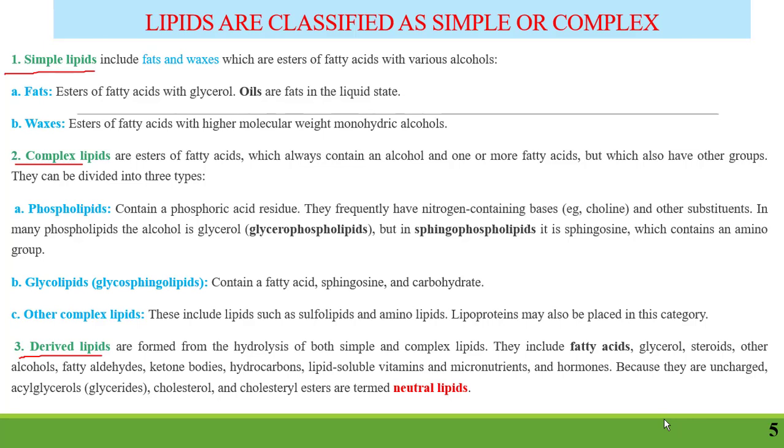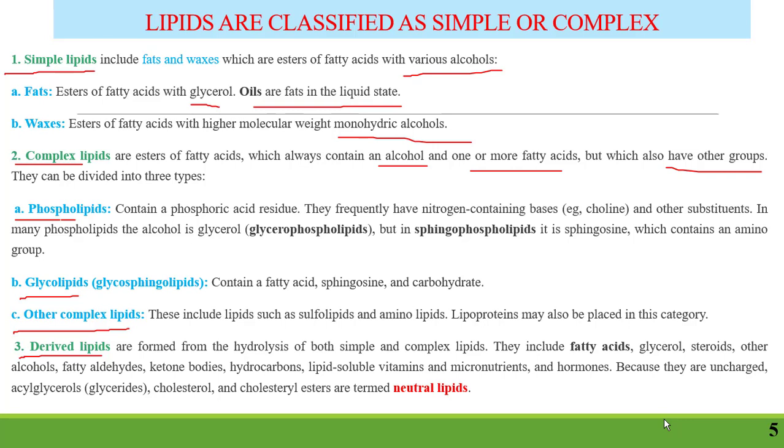A simple lipid includes fats and waxes, which are esters of fatty acids with various alcohols. Fats are esters of fatty acids with glycerol, oil being fat in liquid state. And waxes are esters of fatty acids with higher molecular weight monohydric alcohol. Complex lipids are esters of fatty acids which always contain alcohol and one or more fatty acids, but also have other groups, especially phospho group. And they can be divided into three types: phospholipid, glycolipid, and other complex lipid.